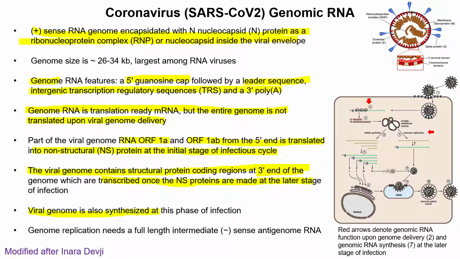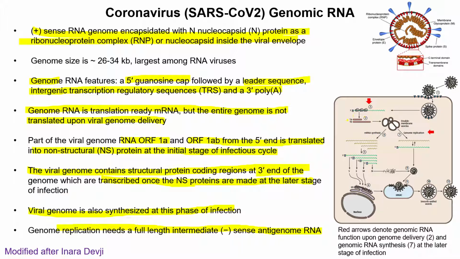And the viral genome is also synthesized at this phase of infection. The genome replication needs a full-length intermediate minus sense antigenome RNA. So right here, let's take a look at what is happening in this process. After the virus enters into the cell, the genome is delivered. This is your genome, the green, number 2. You see the ribosome, and you see 1A and 1B. 1B means that this is 1AB, the read-through. These are the 2 polyproteins that are made, which are cleaved into smaller proteins, which is not shown.